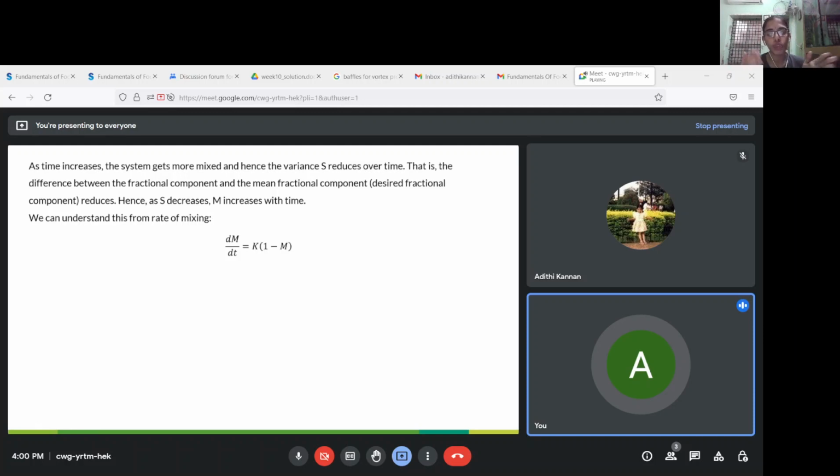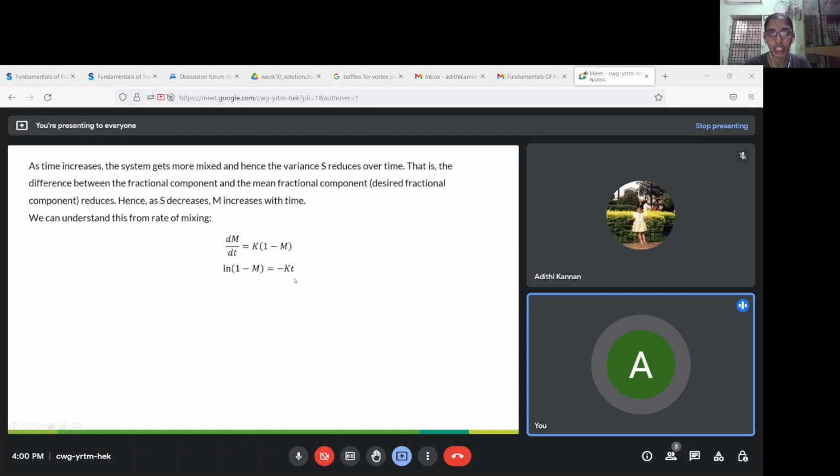So m will tell you how much it is mixed right now. 1 minus m will tell you how much more mixing is left. So dm by dt, that is the rate of mixing, is directly proportional to how much more mixing of the component is left, that is 1 minus m. So if you remove the proportionality sign, you multiply it with a proportionality constant, which is k. So dm by dt is equal to k into 1 minus m.